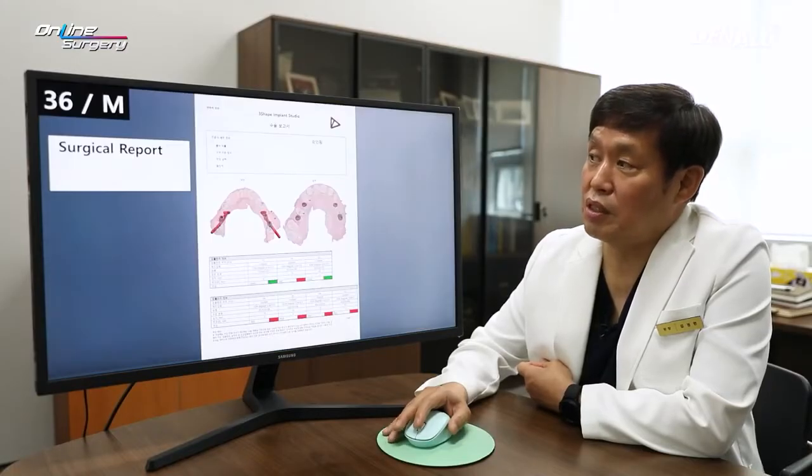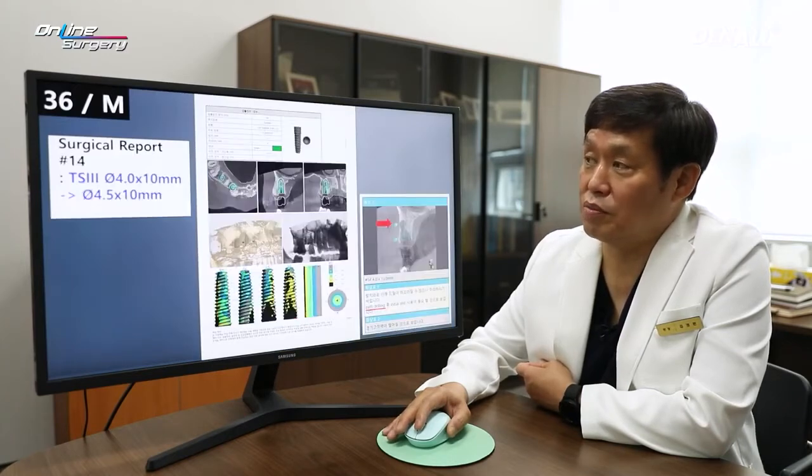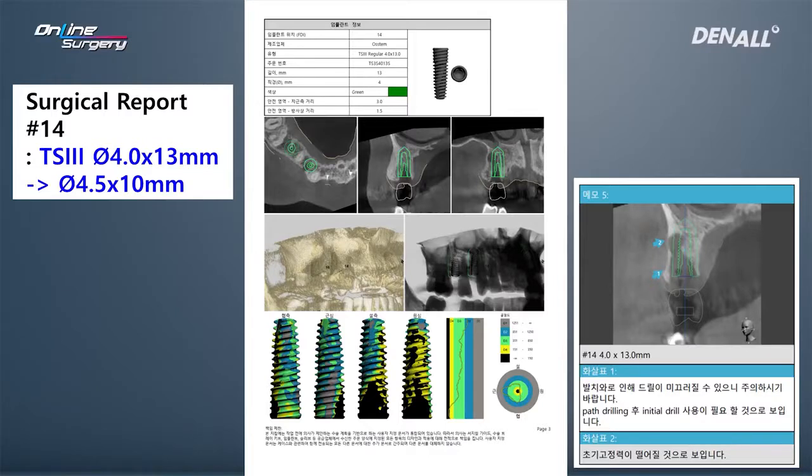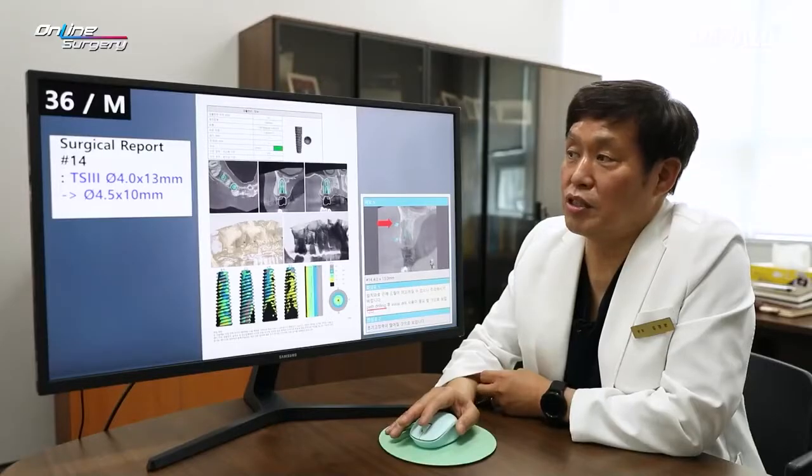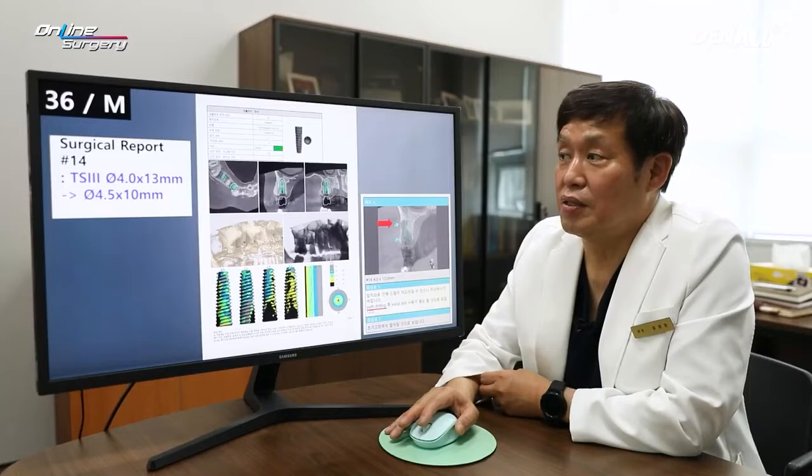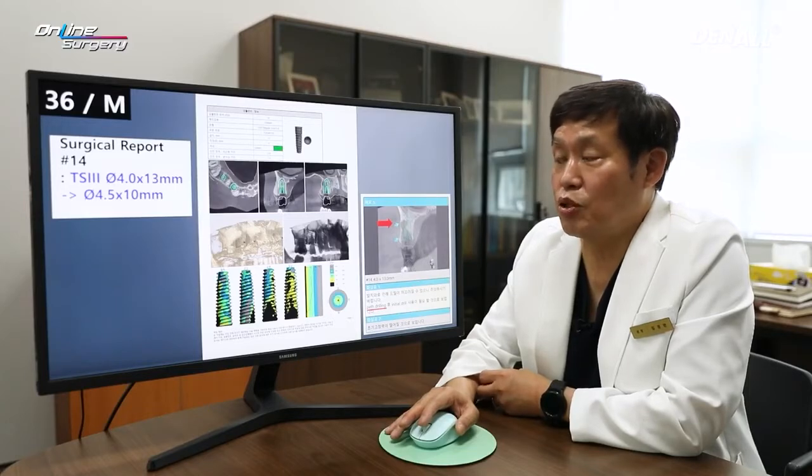As mentioned, the original plan was to do implant placement in the upper and lower at the same time. On the report, number 14, TS3 4.0 by 13 mm was planned. I'm going to show you in the surgical video, but I was not able to get satisfactory primary stability using this.